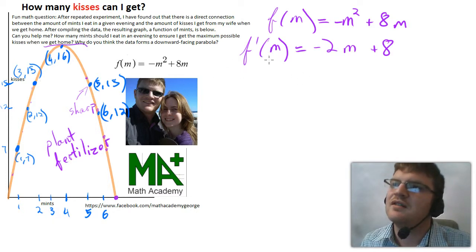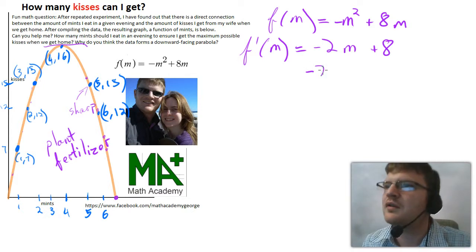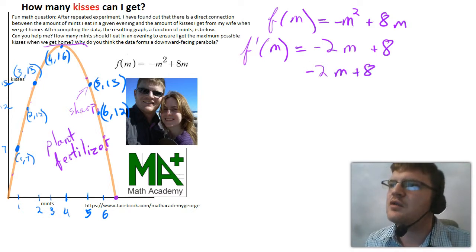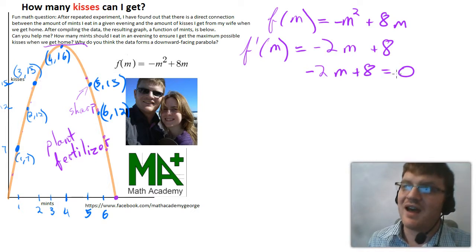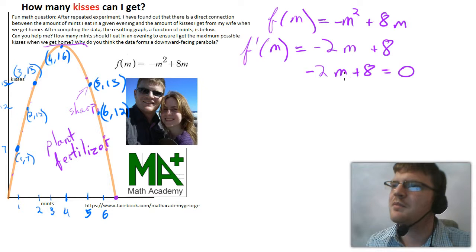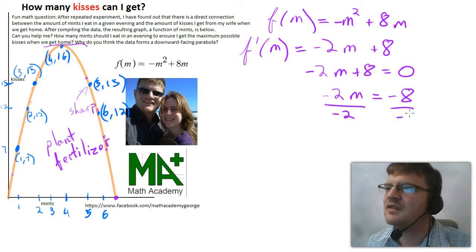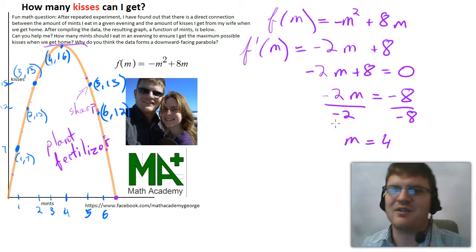We're looking to find the 0 gradient. So what we do is we put our f prime of m, which is our derivative, equal to 0. Where in my graph am I going to have literally 0 as a gradient? So minus 2m plus 8 is 0, minus 2m equals negative 8, and then we just work that out. M equals 4. See, that's much easier and much quicker than what we did just now.